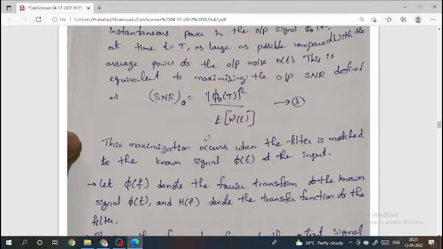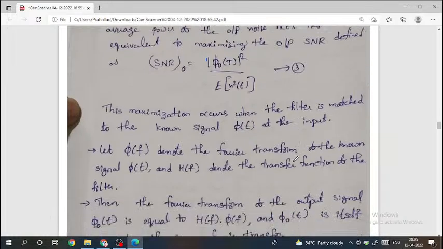This maximization occurs when the filter is matched to the known signal pi of t at the input. When the filter is matched, only then will we get the signal to noise ratio as maximum. So how can we achieve this? Try to follow step by step.